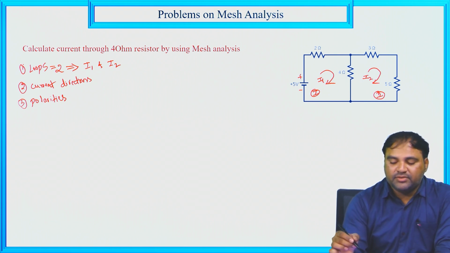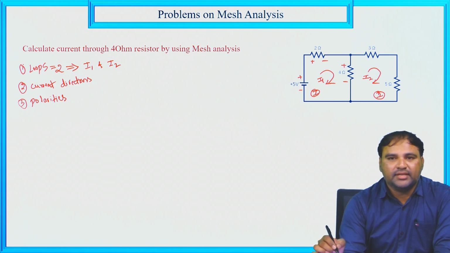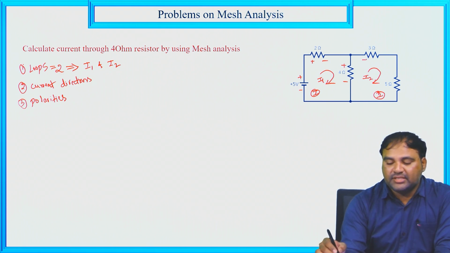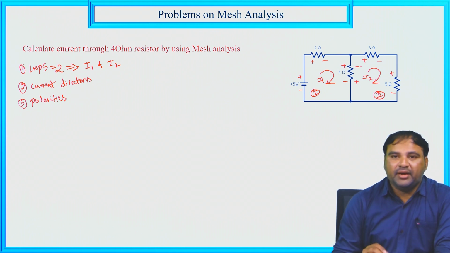For the positive side, this is plus and this is minus, and at 4 ohm plus, minus, and at 3 ohm it is also clockwise direction. As per the clockwise direction we have to assign the polarities. So this is plus and this is minus, and here also this is plus and this is minus, and for this 4 ohm we again need to give the polarities, that is plus and here is the minus.